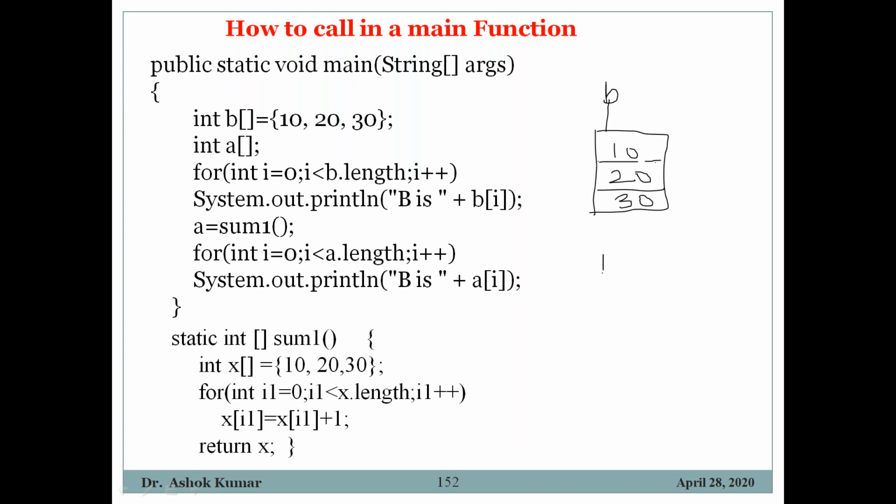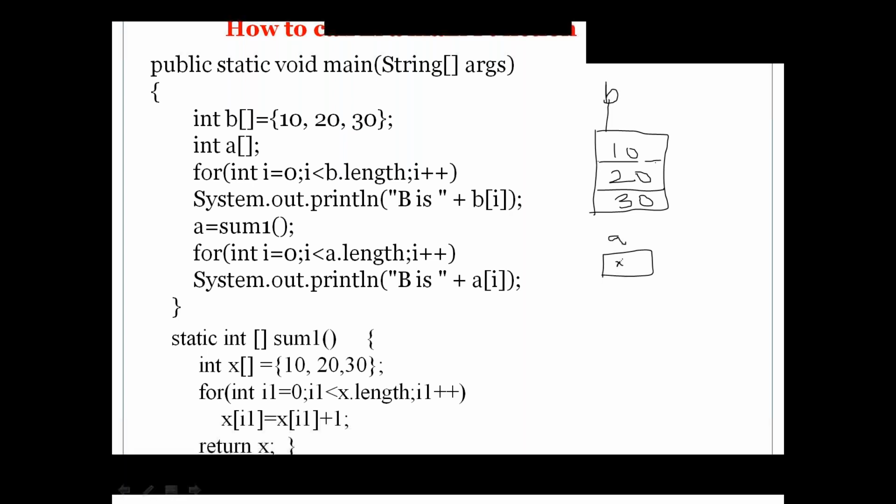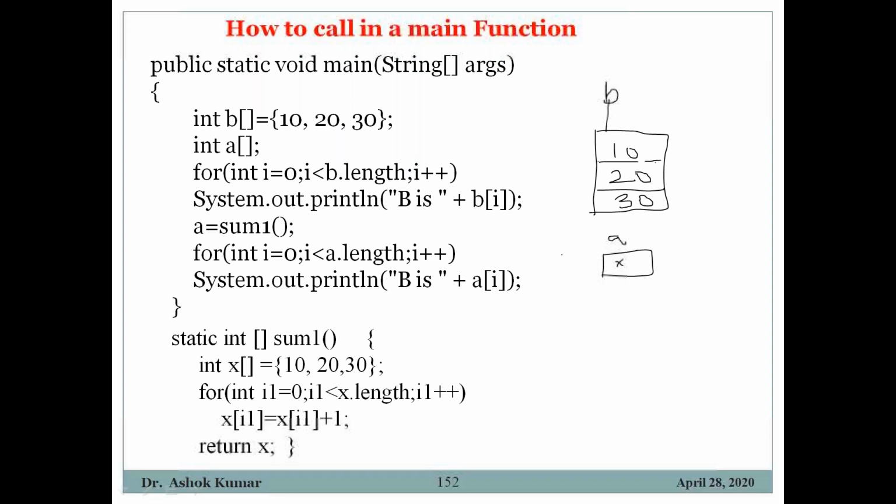And next we have one reference variable A, and its value is initially null. So I am going to represent it with a cross. The cross indicates that it's not initialized because we haven't allocated memory for the second array. So this line will just create a reference variable for arrays. Then with the second loop, we are just printing the elements of B.